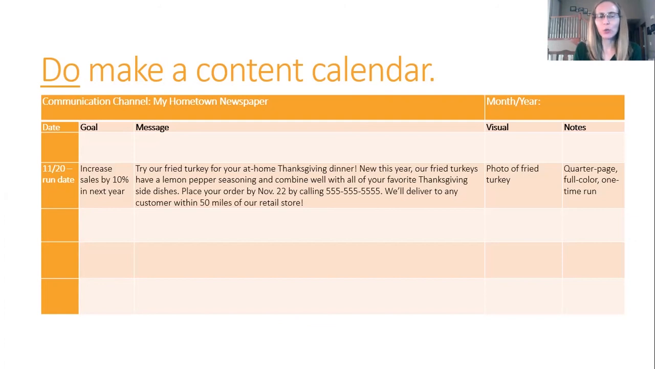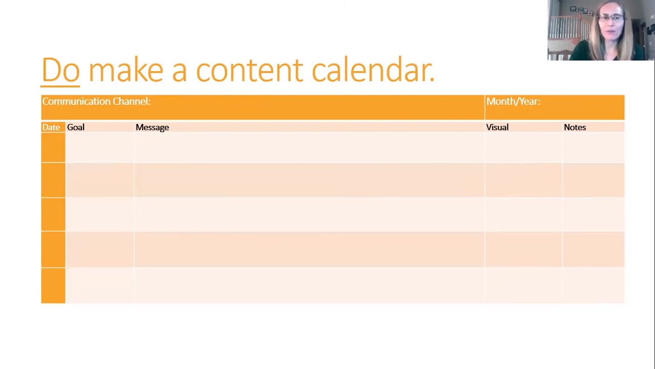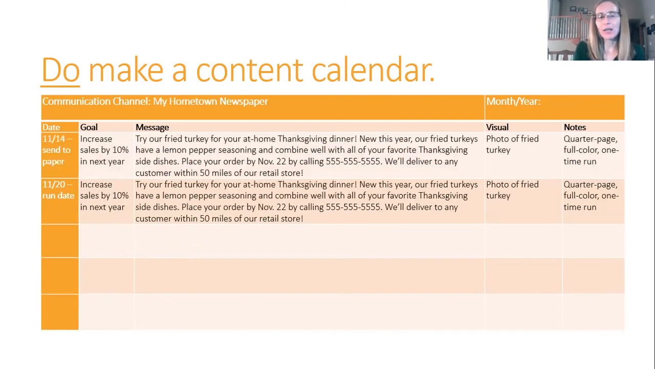So in addition to including the publication dates for particular pieces of content in your content calendar, you also may want to add different milestone dates. So for example, if you're developing an ad for your local newspaper, the run date or the publication date would be important to note in your calendar, but you'll also likely have a lead time between when you need to submit your content to the paper and when that content will be actually printed in the paper. So you can include that deadline for when you need to send your content to the paper as a milestone within this content calendar so that you don't miss that key deadline.